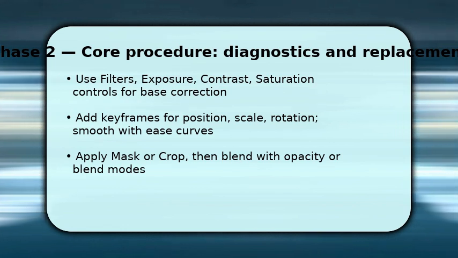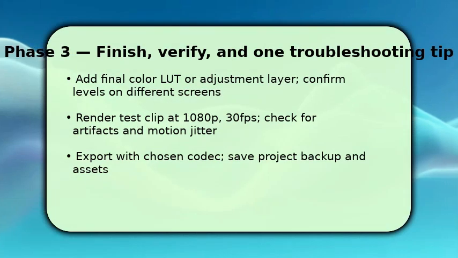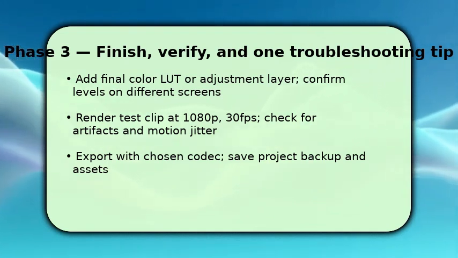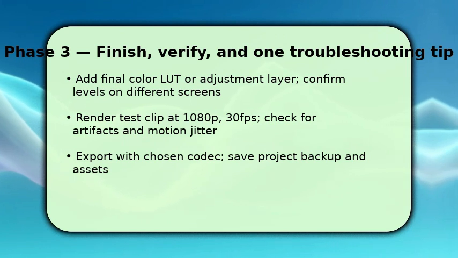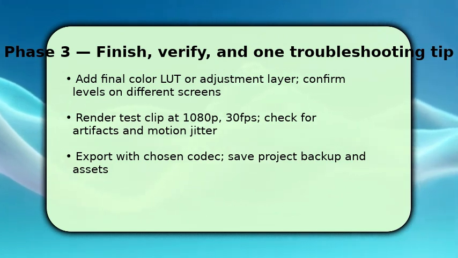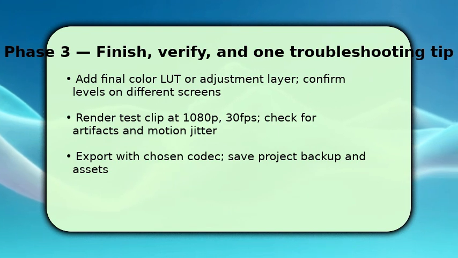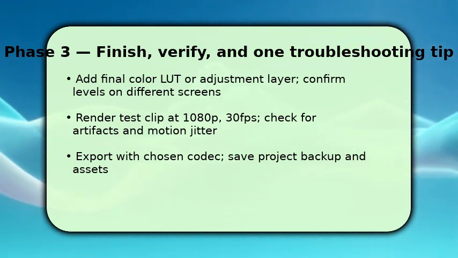To finish, apply a final color LUT or subtle adjustment layer so your image matches the project look. Check on different brightness settings to avoid clipping. Next, render a short test clip at your target settings. 1080p, 30 FPS is a reliable start, and inspect for artifacts or jitter caused by keyframes.